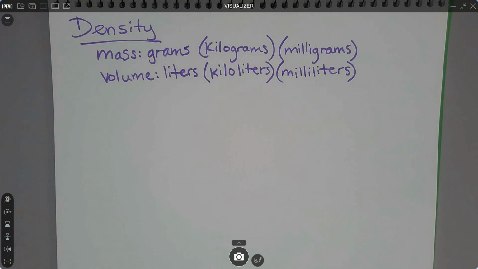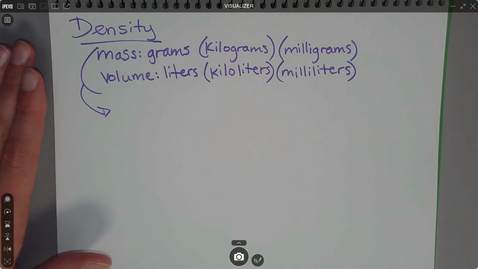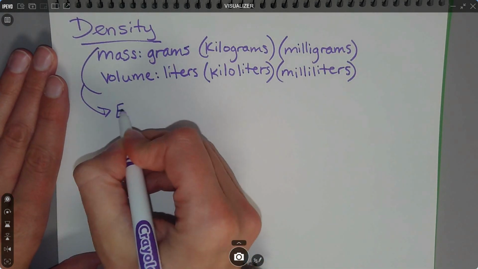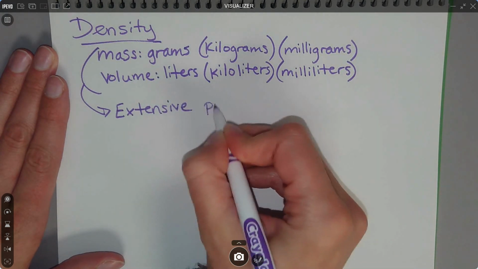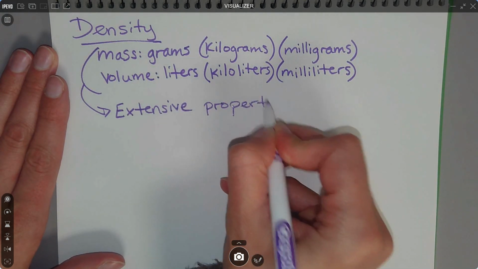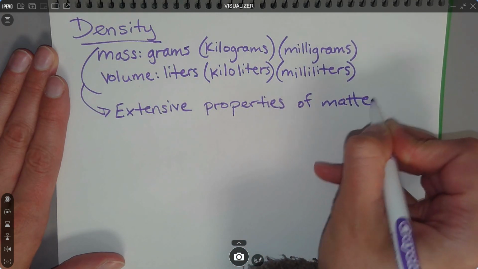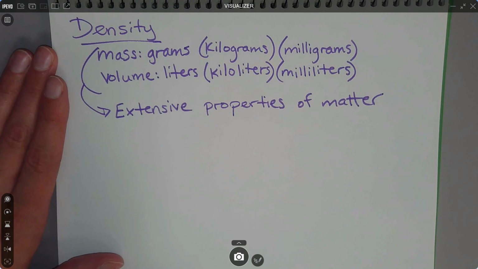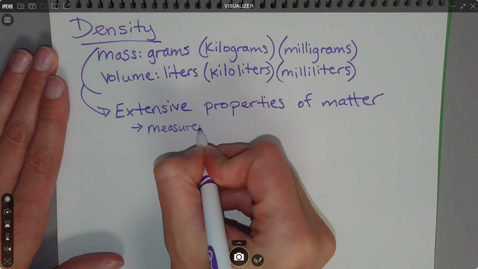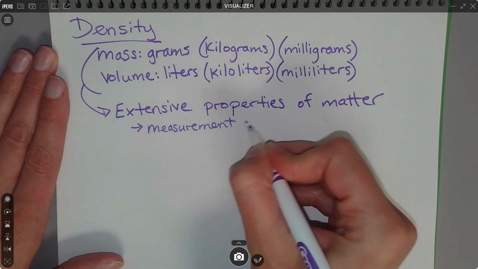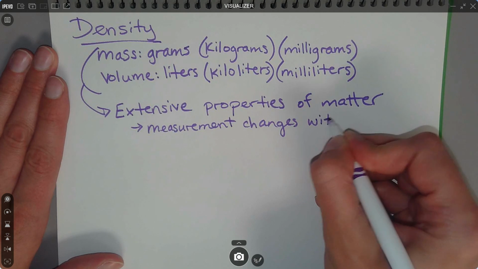Okay. The important thing here is that both of these types of things are what we call extensive properties of matter. And what this means is that the measurement changes with the sample size.